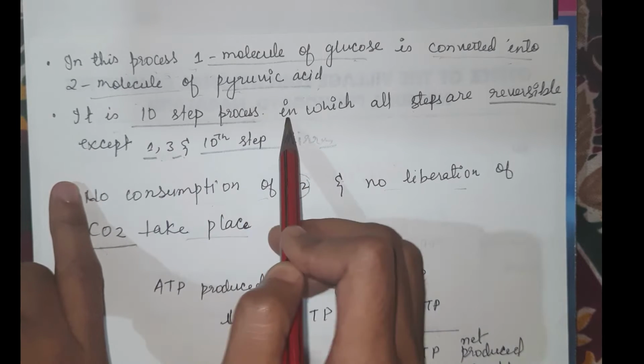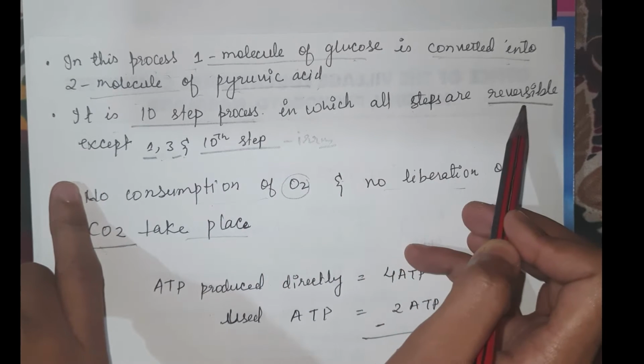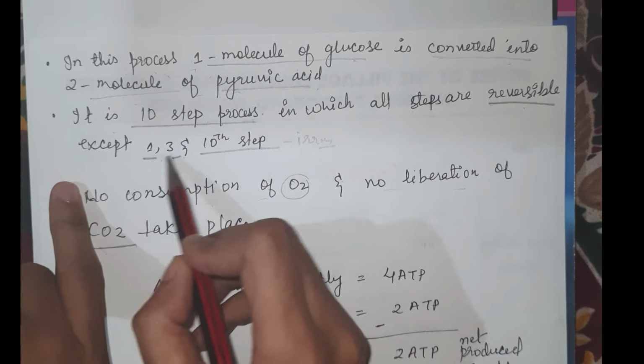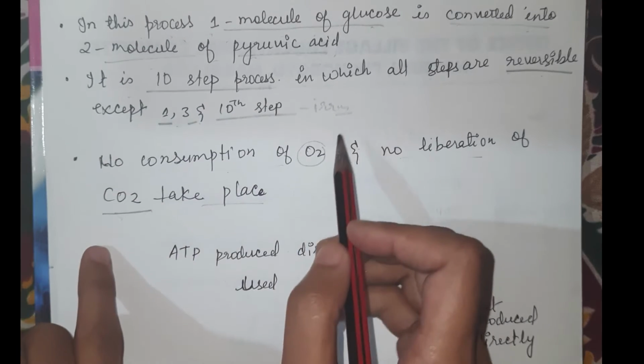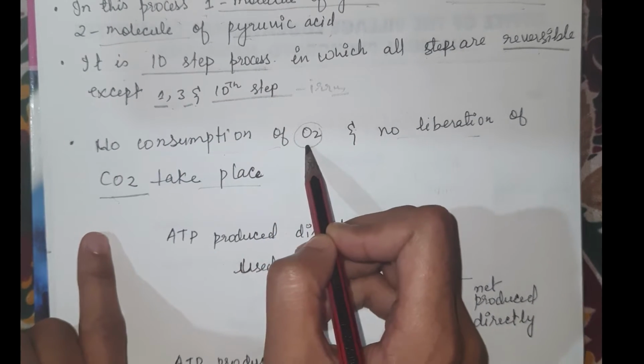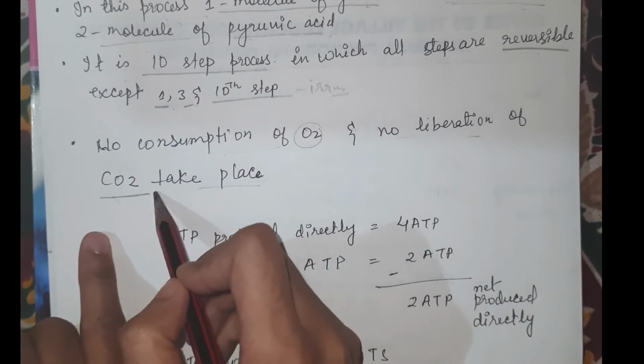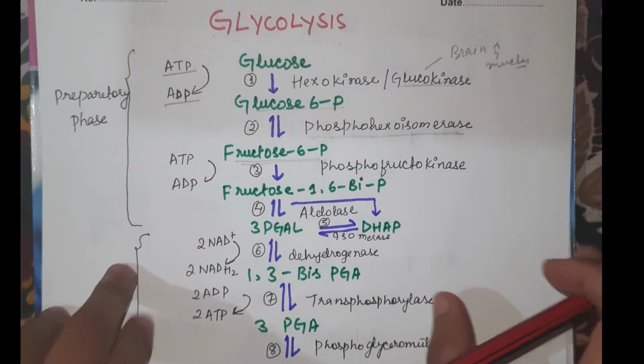It is a 10-step process in which all steps are reversible except the 1st, 3rd and 10th steps, which are irreversible. There is no consumption of oxygen and no liberation of CO2. So let's come to the pathway.